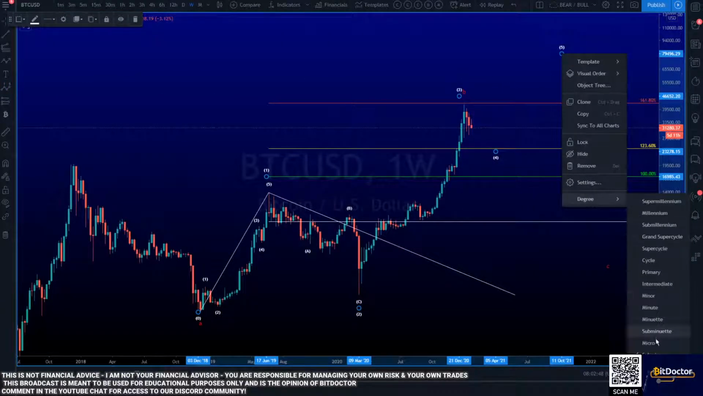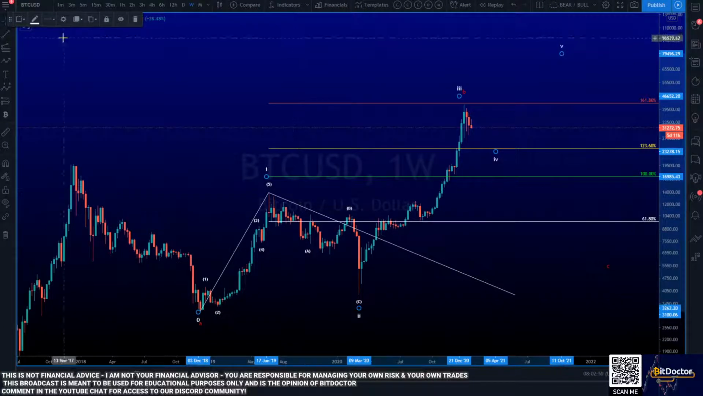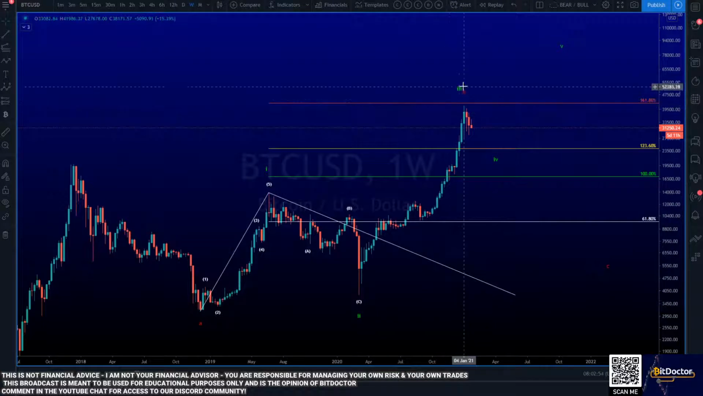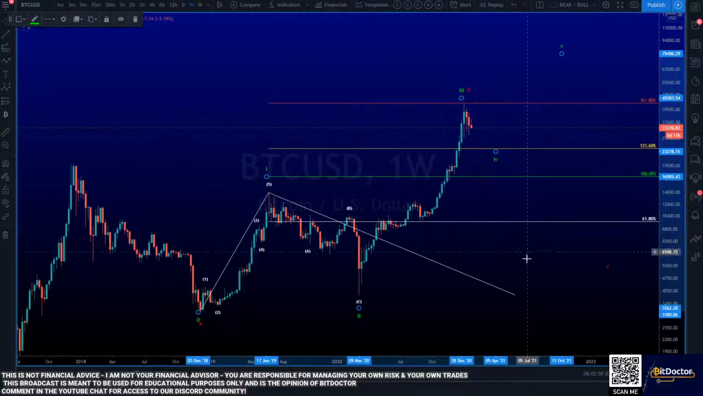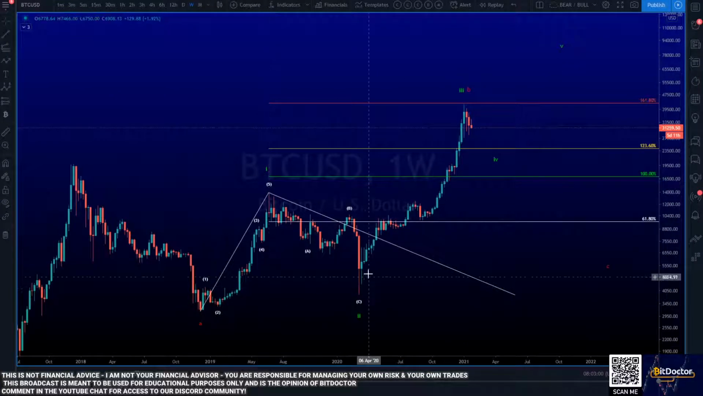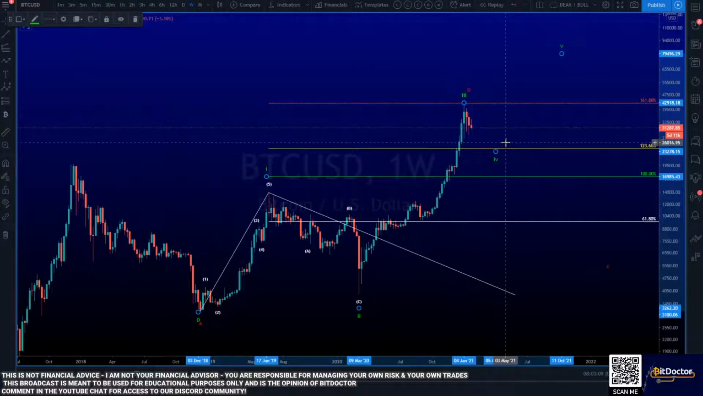This is my primary, you guys. This is my primary on Bitcoin. This is going to be my green count. My primary on Bitcoin is that we are in a 3, not in a B. But I've got to watch, okay? And we can count this and get a nice count on this, but my primary count is this is a 3 that we just completed. Then we go in for the 4.